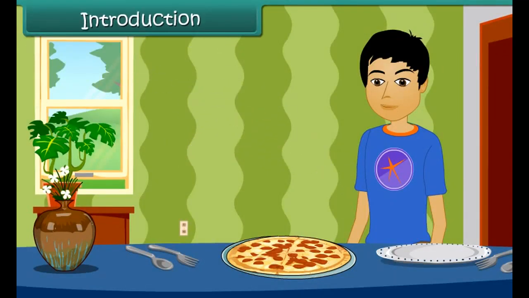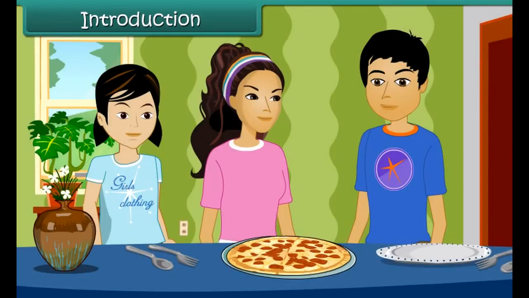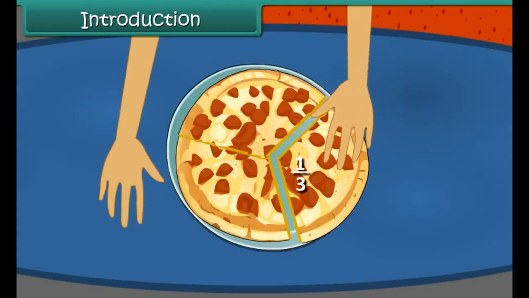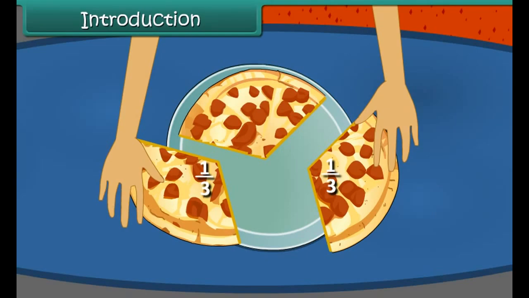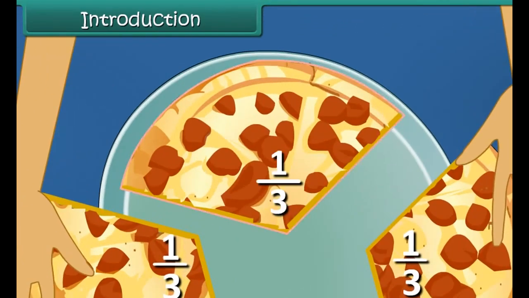Introduction. Suppose Rahul has a pizza. He has to share this with his sisters Rima and Nina. He has to give 1/3 of it to Rima and the same to Nina. Then how much is left for Rahul? Come, let's learn how to calculate the remaining part of the pizza left with Rahul.